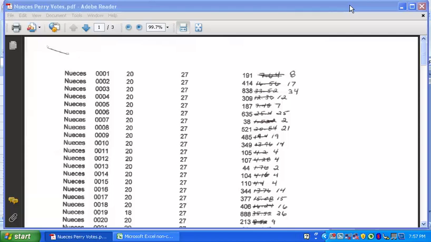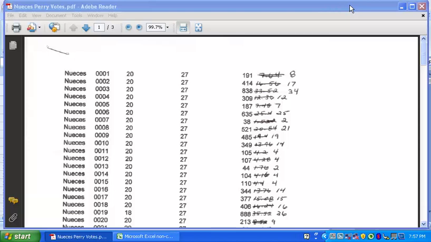What you're looking at here is a PDF of my county's breakdown as to each precinct and how many votes were cast for Rick Perry in the 2010 gubernatorial race. This is a very key piece of information that's going to be needed for the spreadsheet, and so you really need to understand what this is and how it works.